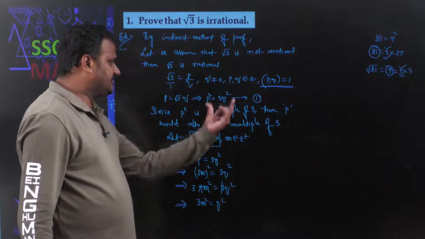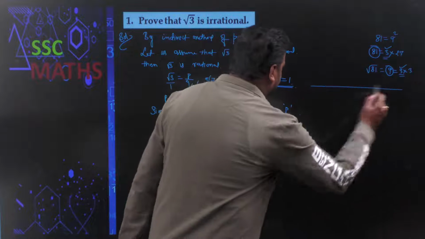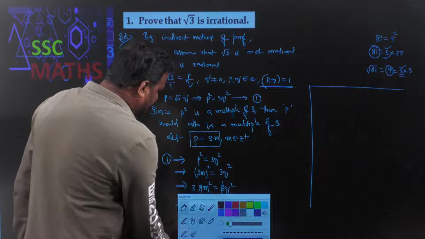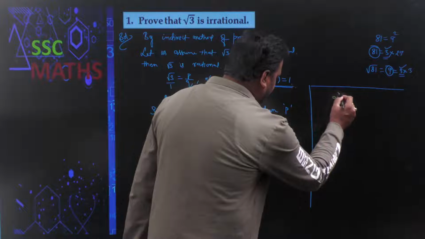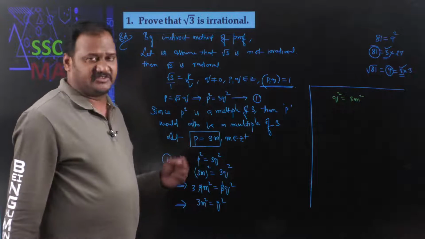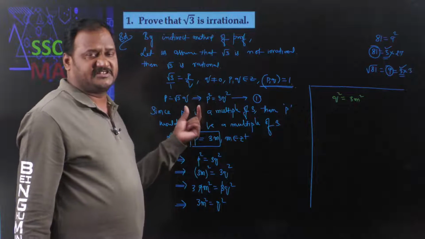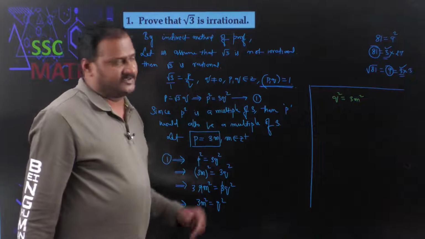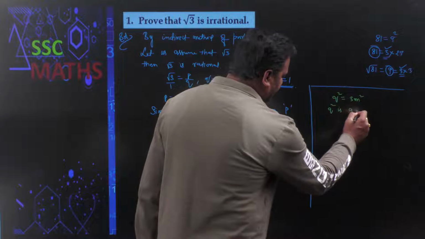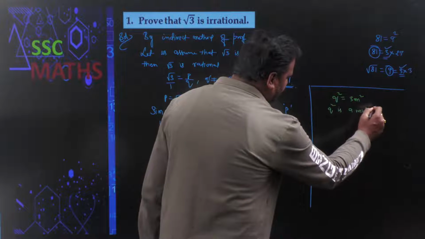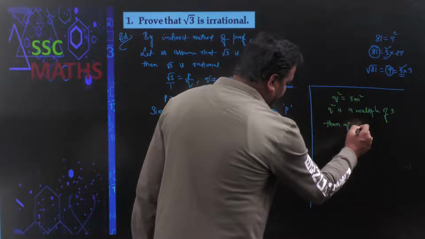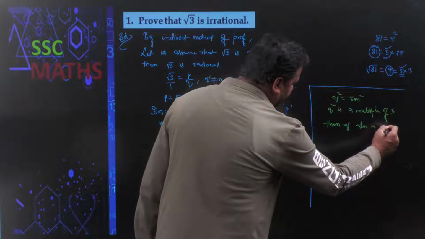See, this one is also similar to the first equation, right? So then here q square is equal to 3m square. Correct? What is meant by q square is equal to 3m square? Similar to this, p square is equal to 3q square means p square is a multiple of 3. So here q square is equal to 3m square means q square is a multiple of 3. Then q would also be a multiple of 3, right? Q is also a multiple of 3.